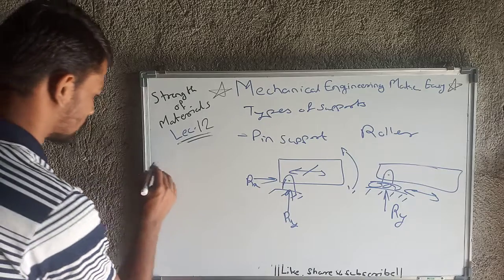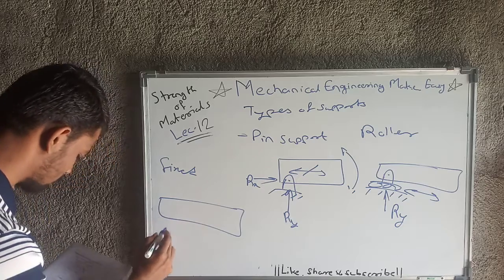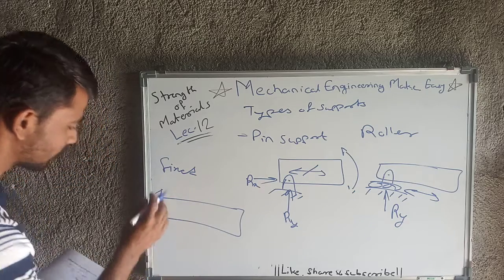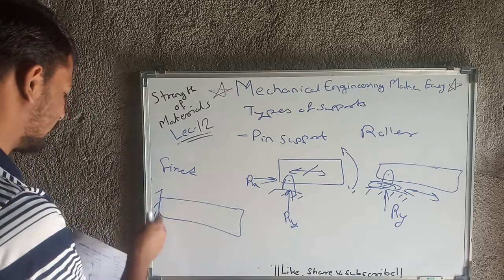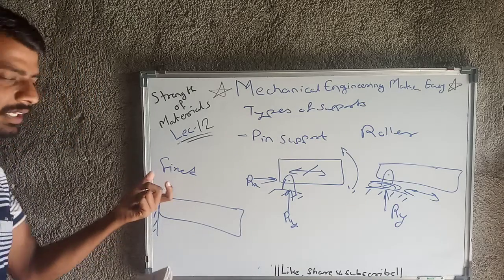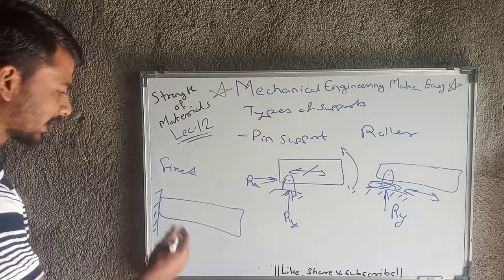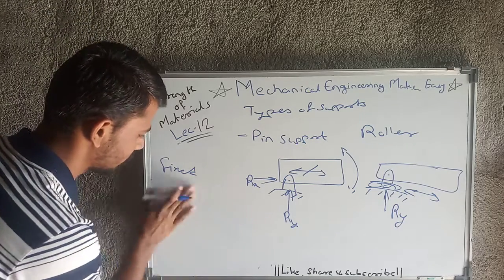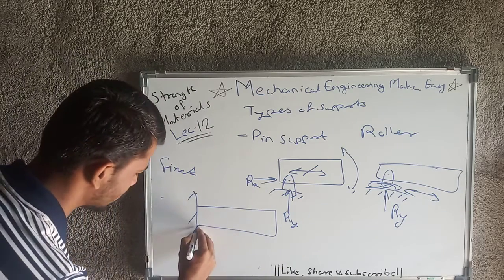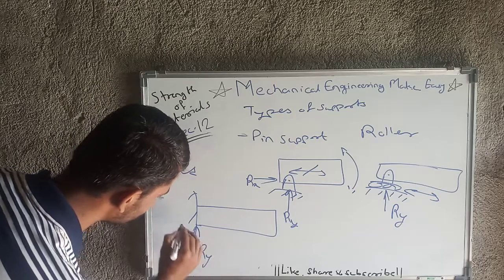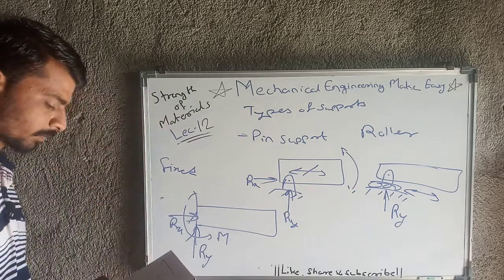And next is fixed support. How will the fixed support be? Fixed support means directly fixed. There will not be any hinge or pin joint. One end of the beam is directly fixed. This is fixed support. So here three kinds of reaction will be there. I will simply draw the figure likewise. First will be Ry, second will be Rx, and third will be moment.